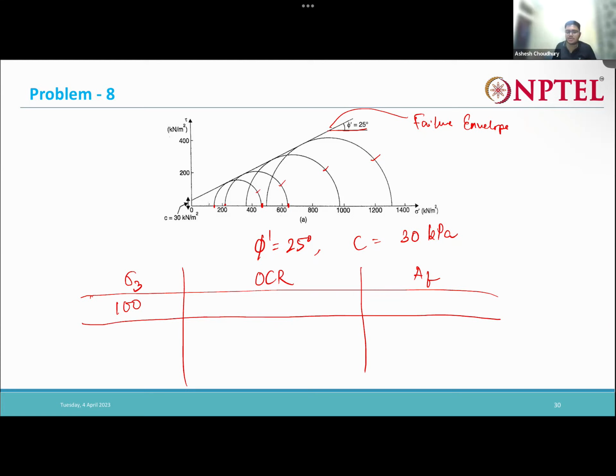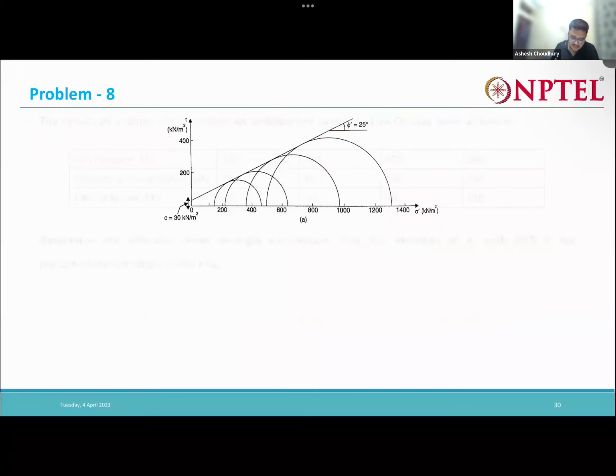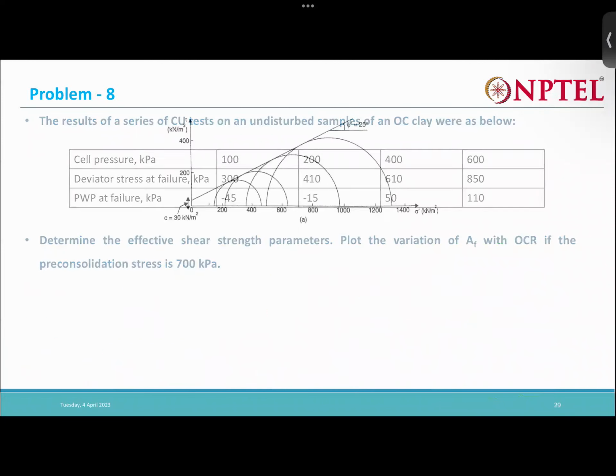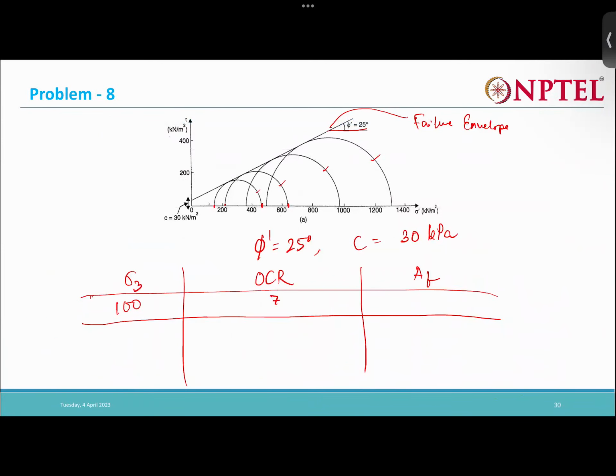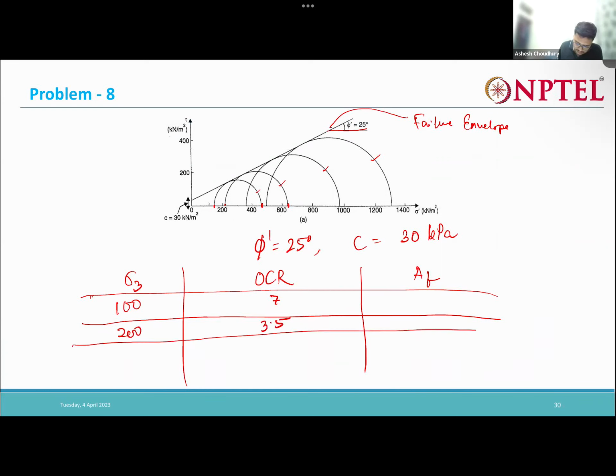What is over consolidation ratio? Pre-consolidation stress divided by the present stress. So what is my pre-consolidation stress? It's given in the question, 700. So 700 divided by 100, 7 OCR. Then again we have 200, so 700 by 200, nothing but 3.5. Then this is 400, so 700 by 400, 1.75. Then last was 600, so 700 by 600, 1.2.